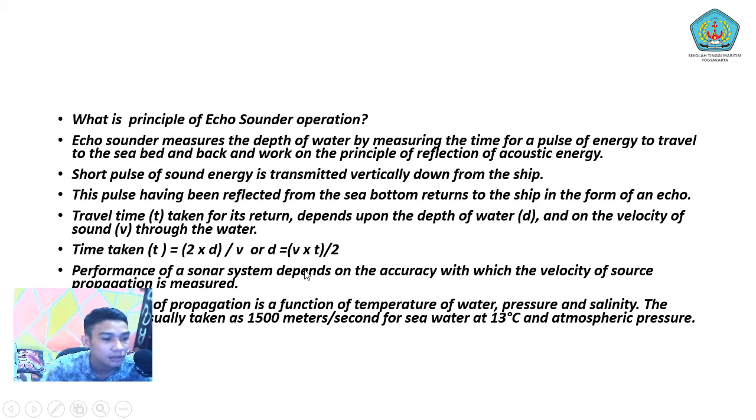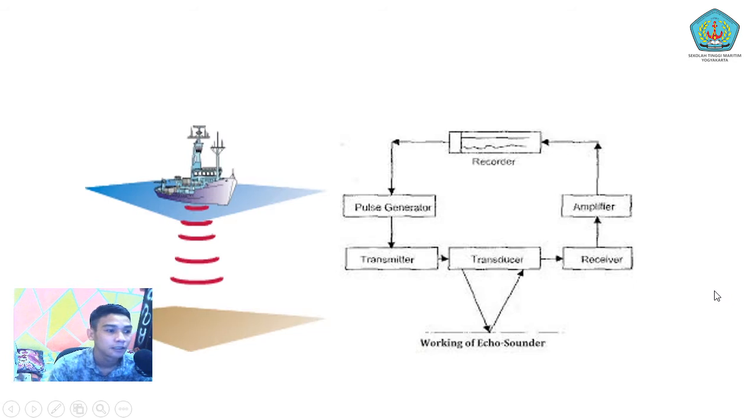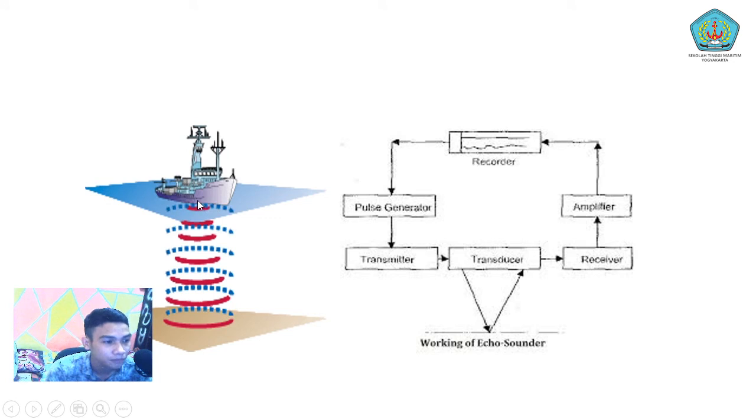Performance of a sonar system depends on the accuracy with which the velocity of sound propagation is measured. The velocity of propagation is a function of temperature of water, pressure and salinity. The velocity is usually taken as 1,500 meters per second, in seawater at 13 degrees Celsius and atmospheric pressure. Okay, this is how the Echosounder works on a ship.